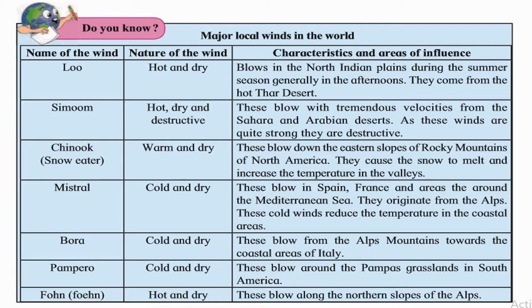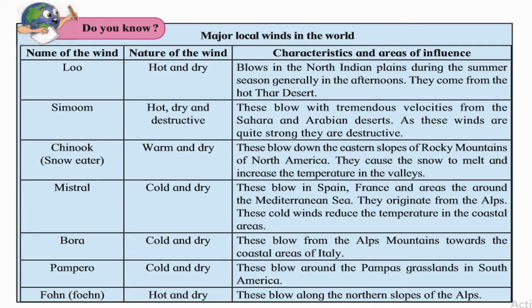Lu wind. Nature of the wind: hot and dry. Characteristics and areas of influence: blows in the North Indian plains during the summer season, generally in the afternoons. They come from the hot Thar desert. Simoon winds. Nature of the wind: hot, dry and destructive. These blow with tremendous velocities from the Sahara and Arabian deserts. As these winds are quite strong, they are destructive.